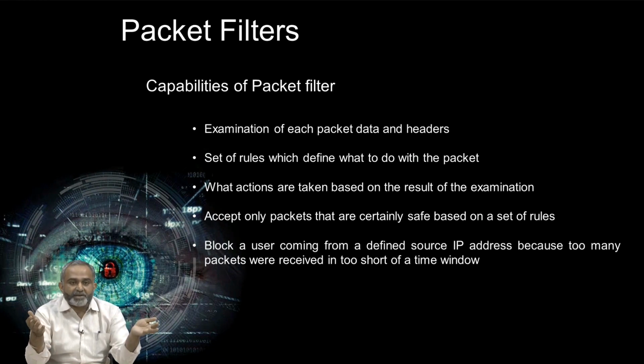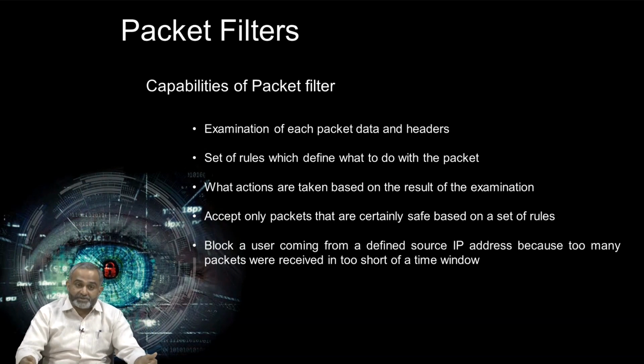So, once a packet is found which does not meet the acceptable condition, that means, as we discussed, the rules are configured. Now, according to the rules, the packet which is found is not acceptable. In that case, what needs to be done is also configured in a packet filter. Accept only packets that are certainly safe based on the set of rules. So, it is the capability of the packet filter.